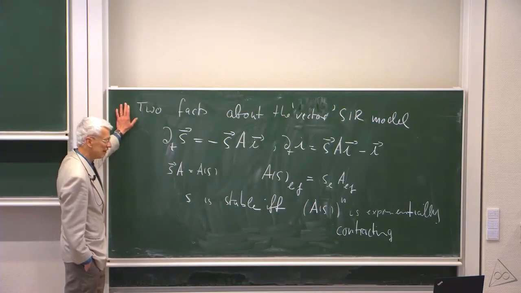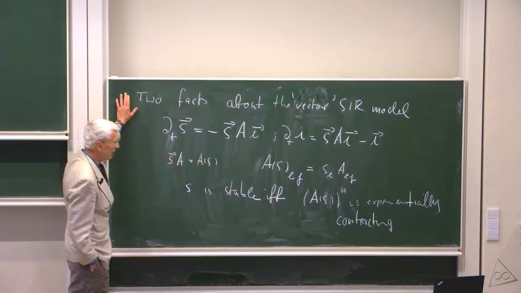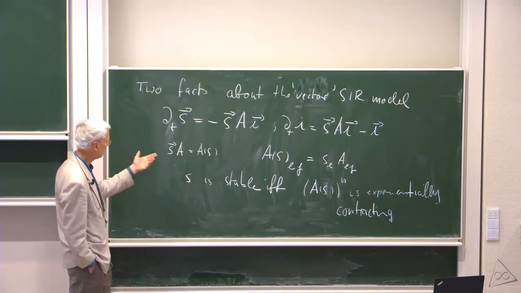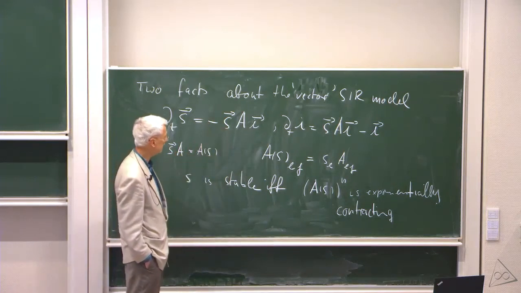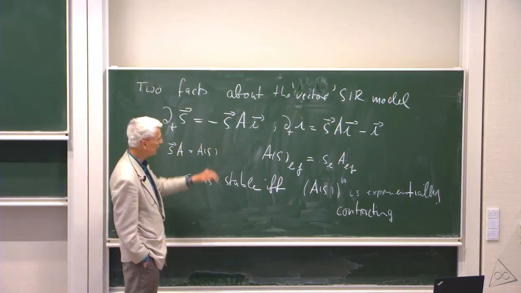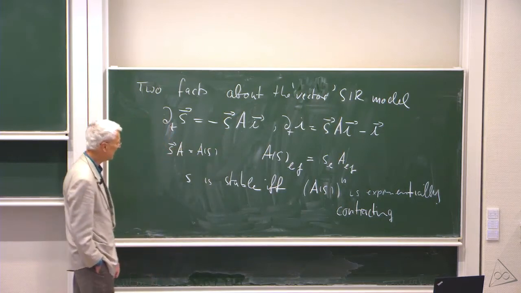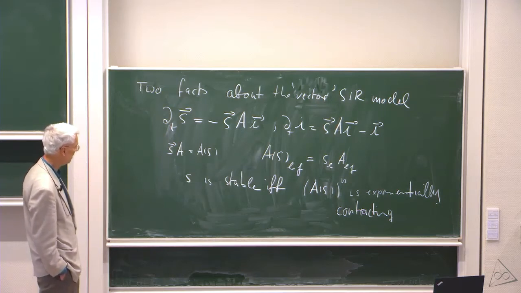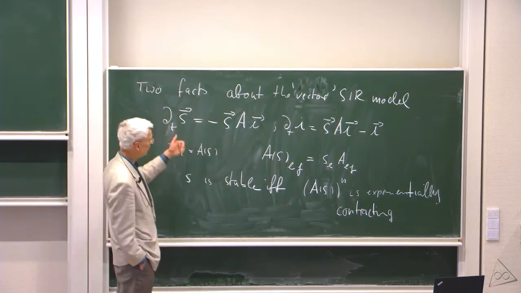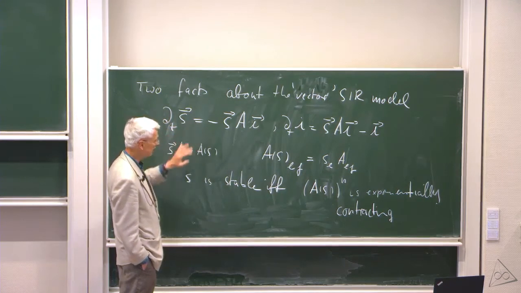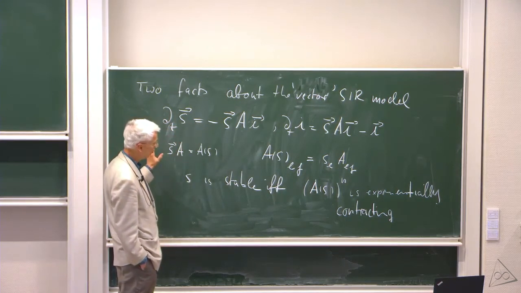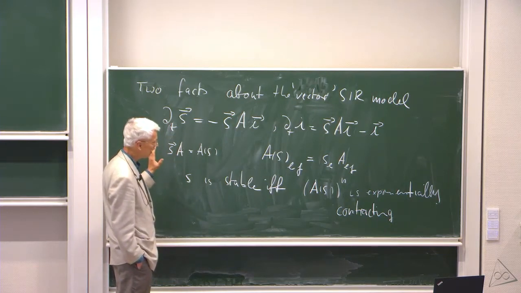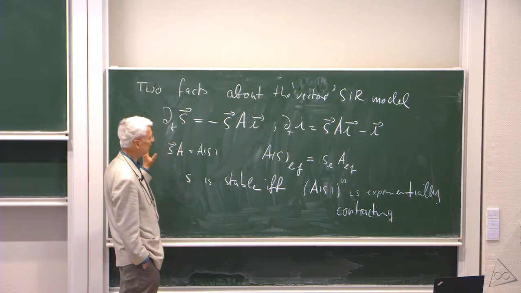Yeah, so there are two facts about these vector SIR models. I call them vector SIR models because I wrote it down as a vector in mathematical terms, this array of percentages of susceptibles in the subpopulation S. There are two facts about this which make it relatively simple to identify what are the stable states of this system.